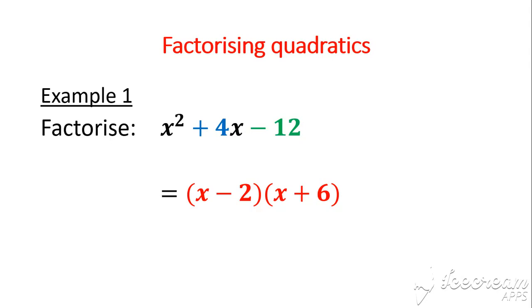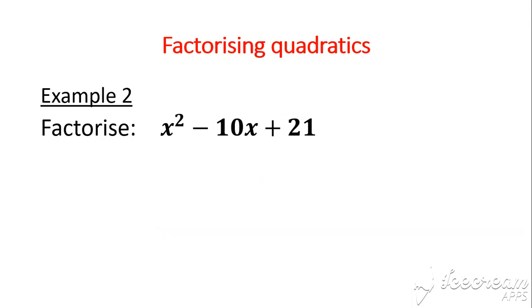Just remember, if you're sitting there in class and you look over at the student next to you and they wrote it a different way, they put the x plus 6 first and the x minus 2 second, you'd both get ticks, no problem at all. But what you can't do is have in the first bracket x plus 2 and in the second bracket x minus 6. You must have a minus 2 and a plus 6.